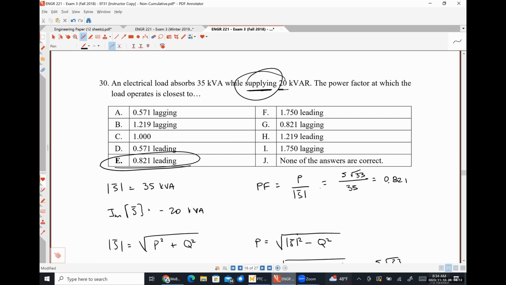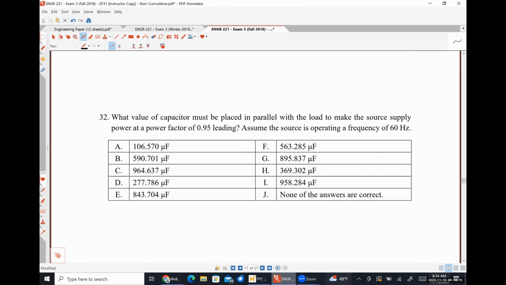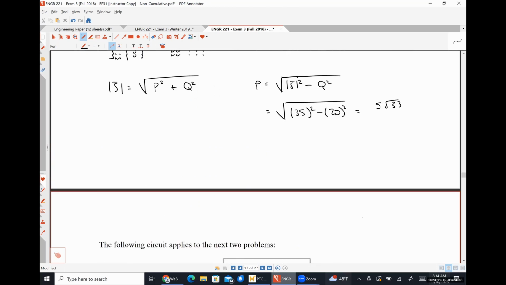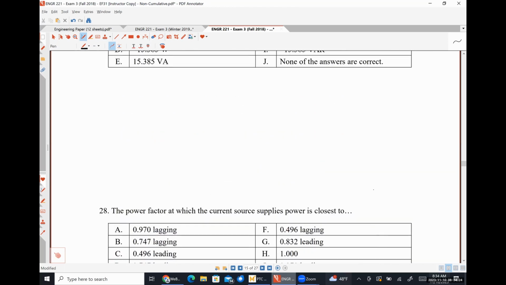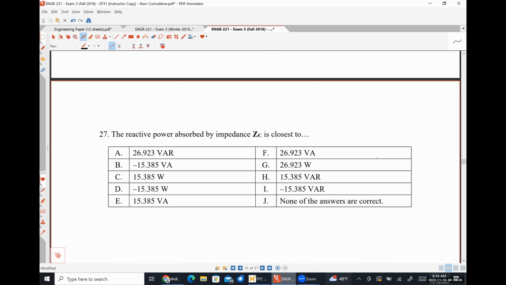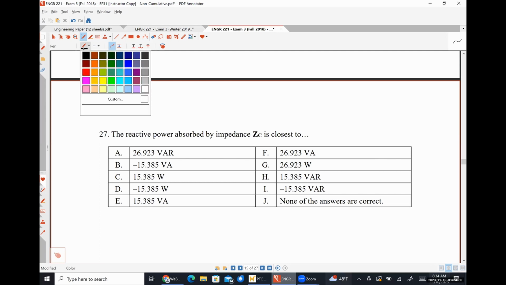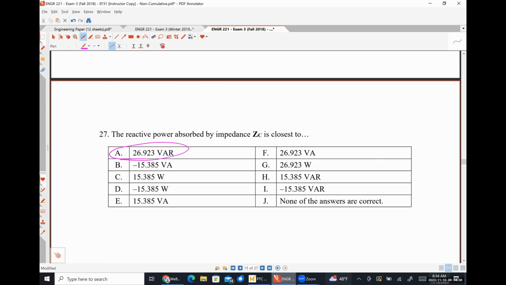Also, let me find a problem. No, I don't want complex power. Like this guy right here. I'm asking you to determine the reactive power absorbed by an impedance. If you will notice, I don't know what the right answer is off the top of my head, but the number 26.923 var shows up here, then 26.923 volt amperes, then 26.923 watts, meaning I am very much expecting you to know what the correct unit for reactive power is, which is vars.